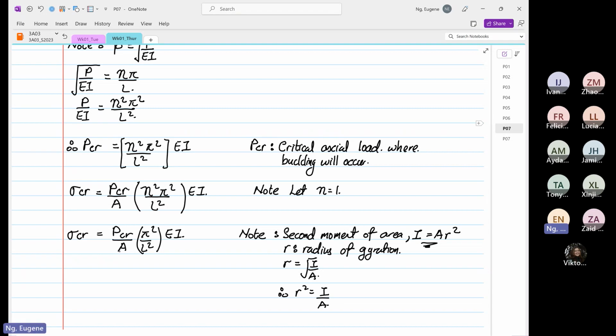So we know that we have A in the denominator, and we have I in the numerator. So we can substitute R squared into that equation over there. So the critical load will be equal to, sorry, I think I messed up somewhere over here. I do apologize. Let me rewrite this. So PCR over A is equal to n squared pi squared over L squared, the whole thing in brackets, EI over A.